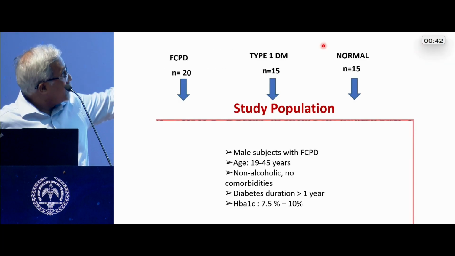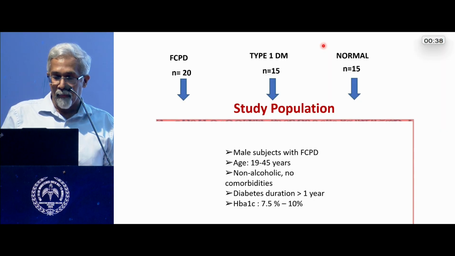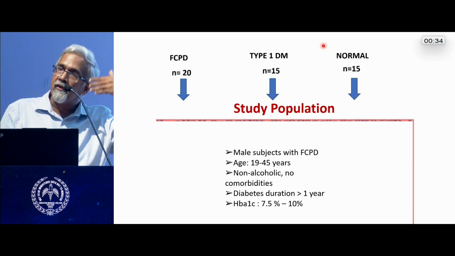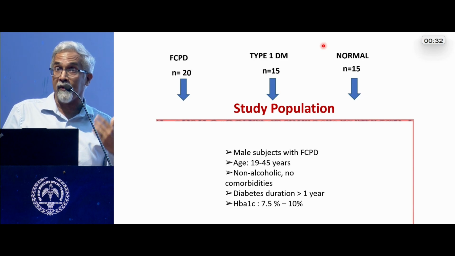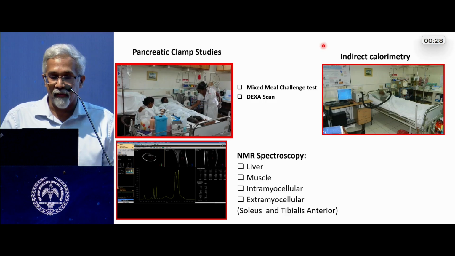We compared patients with fibrocalcific pancreatic diabetes, type 1, and normal individuals over here. And we did not take patients who had a very long duration of diabetes, because we know that their beta cells might be depleted over a period of time.